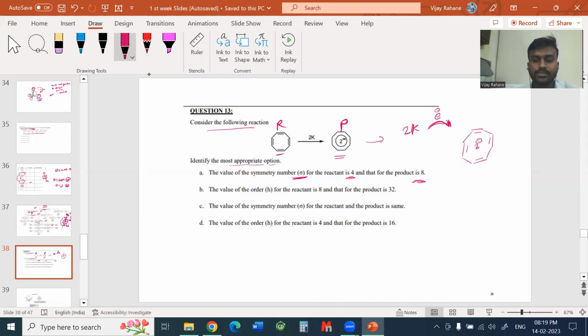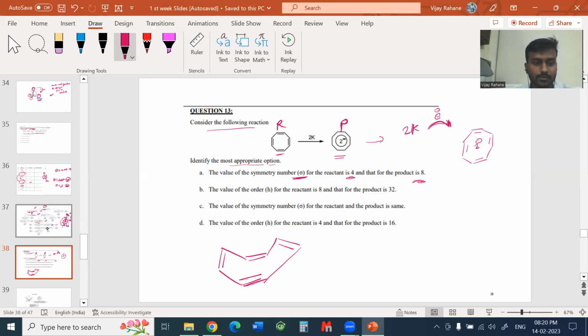To understand this question, we need to identify which point group this molecule belongs to, and then only we will be able to understand. So first, what will be the 3D structure of this one? We know cyclooctatetraene is a tub-shaped molecule. How does this molecule look? Like this. This one is the cyclooctatetraene molecule, and we need to identify the point group for this molecule.